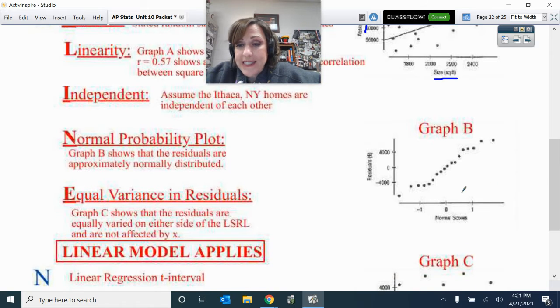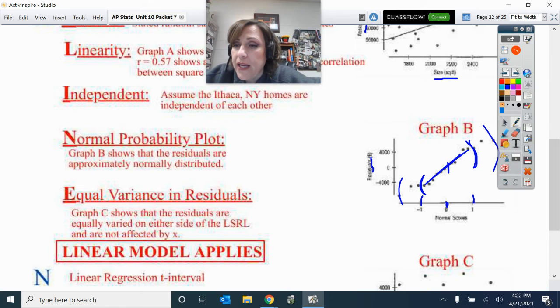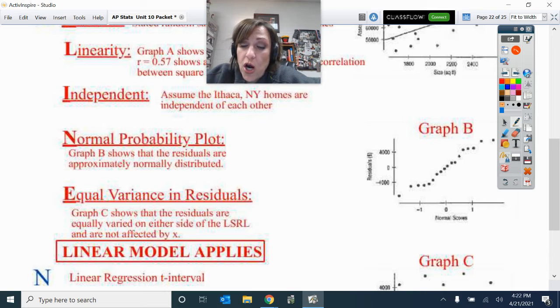Graph B, I can see this one. Does that say percent score? Oh, normal score. That says normal score. Okay, that's like a Z score. And then the residuals. So 68% of my data is within one standard deviation of predicted, and then 95% is within two standard deviations, and so on. And then it's kind of this straight line here, more dense from -1 to +1. So graph B is going to show me that my residuals are approximately normally distributed.